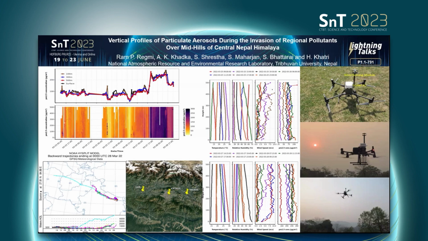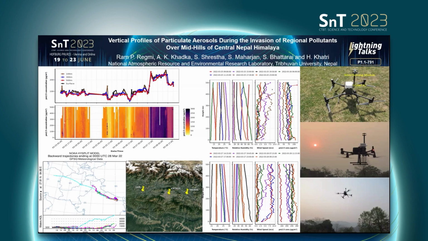Namaste and good morning. I'm Ram Prasad Regmi from the National Atmospheric Resource and Environmental Research Laboratory, Tribhuvan University, Nepal. As you know, Nepal has no nuclear facilities, and the regional background concentration of radionuclides is not monitored either. However, the atmospheric dynamics of the region suggest that it transports and deposits regional radionuclides and pollutants up into the Himalayas.